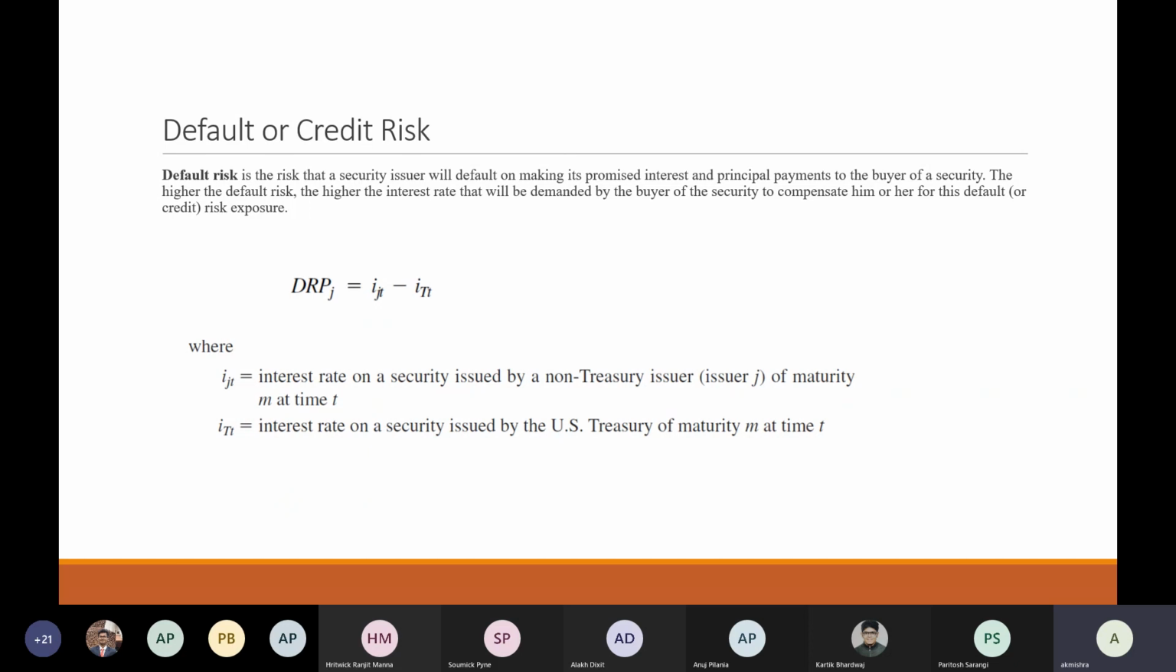Default risk is the risk that a security issuer will default on making its promised interest and principal payments. How can we measure it? We can only measure it when we have some proxy or some way that can be used as a benchmark, right? Because you have two entities. Let's say, to make it easier, you have a private corporation, and here you have the government.